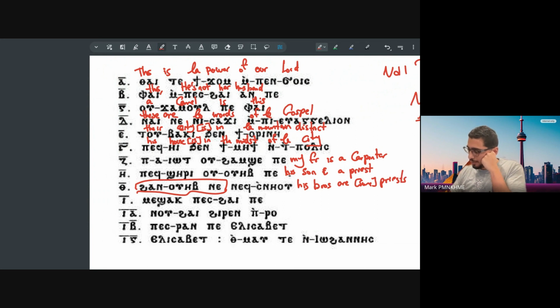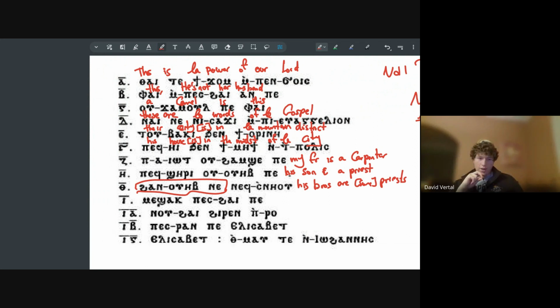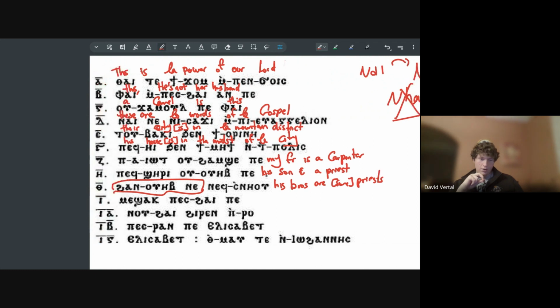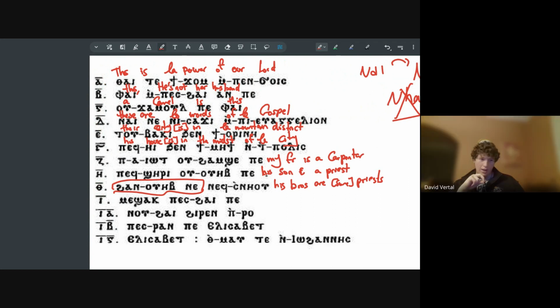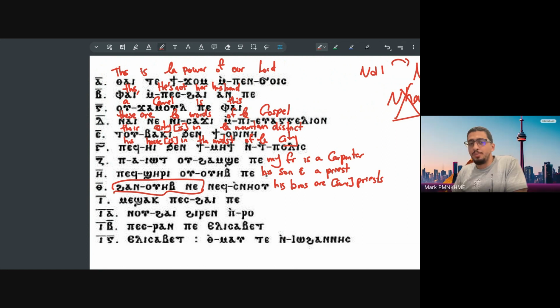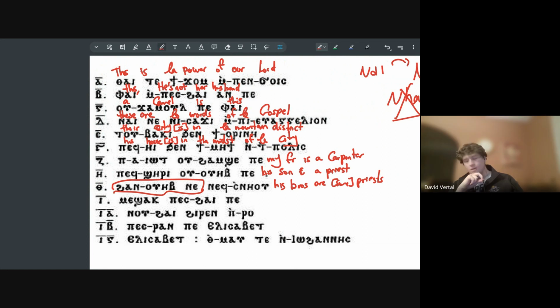All right, give me one more. Meshach Peshai Pe. Meshach is her husband. Or her husband is Meshach. Meshach is an adverb. Is it what? It's an adverb. I think that would be the name for the construction. Meshach means perhaps.